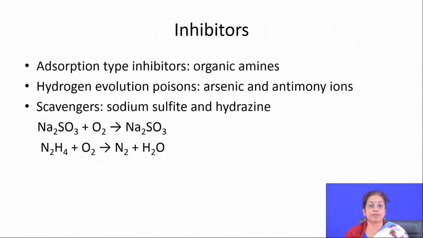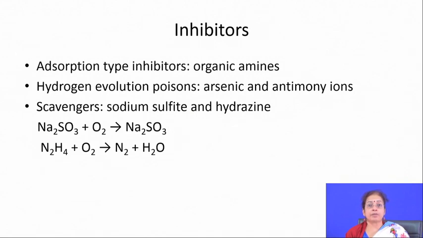There are adsorption type inhibitors, hydrogen evolution poisons, and then scavengers. Adsorption type inhibitors basically get adsorbed over the surface, like organic amines. So, when you just sprinkle it in the environment, it gets adsorbed over the surface, and by that process it acts as a barrier. The surface is no more in contact with the solution.